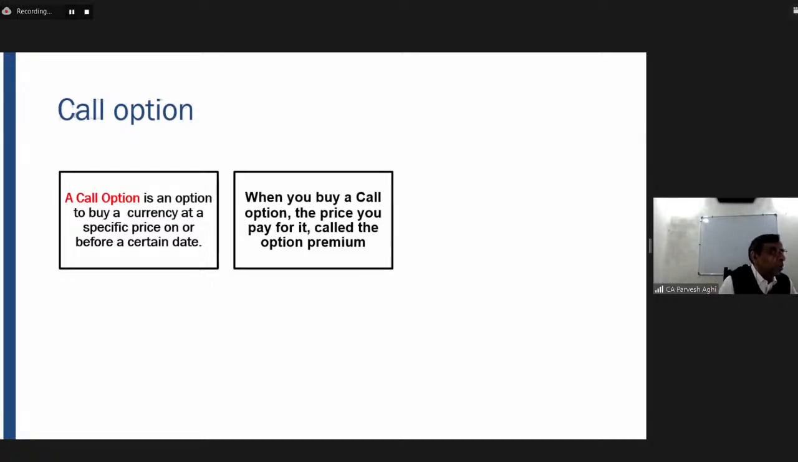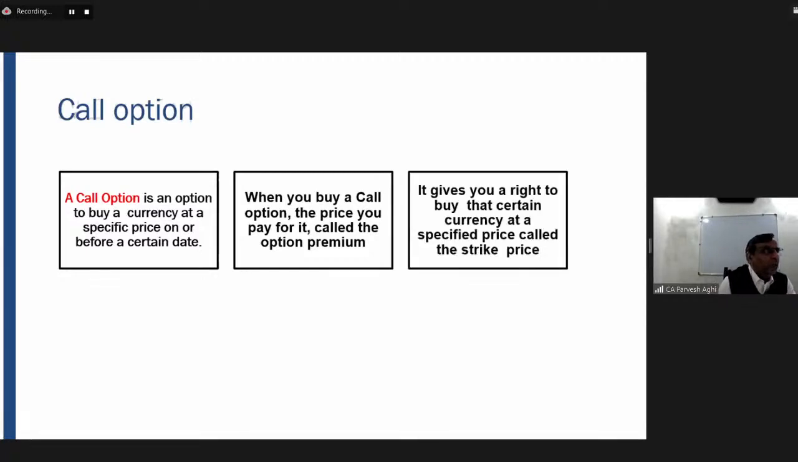When you buy a call option, the price you pay for it is called the option premium. It gives you the right to buy that certain currency at a specified price called the strike price. So the first important terminology you are hitting is the strike price. We'll understand what the strike price is. I'll take you to the stock exchange and show you what the strike price is, but a little later. So you choose the strike price, the price at which you're going to buy. That choice is given to you.